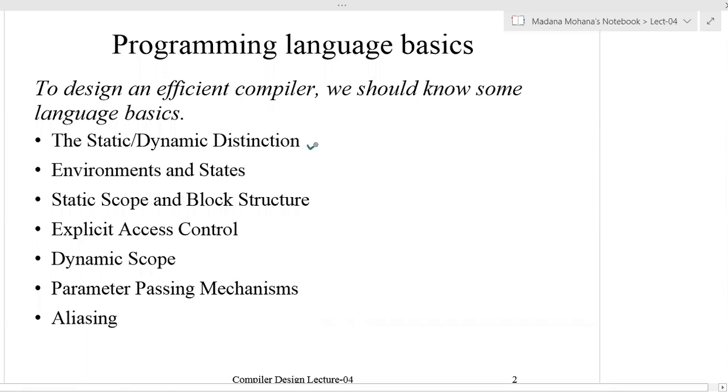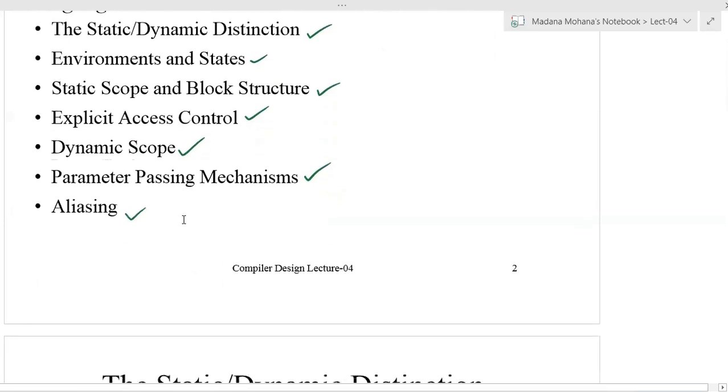The first basic is the static or dynamic distinction. Second one is environments and states. Third one is static scope and block structure. Fourth one is explicit access control. Fifth one is dynamic scope. Then sixth one is parameter passing mechanisms. Then last one is aliasing. We will review all these basic concepts one by one.